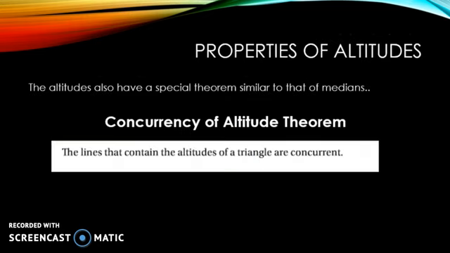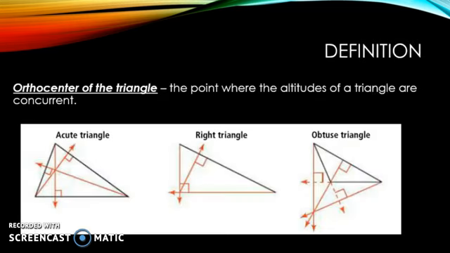Property of an altitude. The only property of an altitude is that 3 altitudes meet at an orthocenter. Okay, so orthocenter is the point where the altitudes meet. So that's literally the whole thing about altitudes, is they meet at what's called an orthocenter. Acute triangle, it's inside. On a right triangle, it is the vertex of the 90-degree angle. And an obtuse triangle, it's outside the triangle.